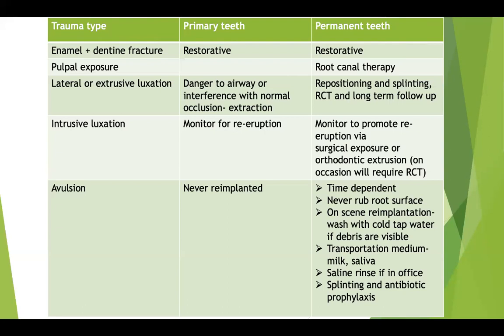So avulsed teeth and primary teeth, if the patient comes and there's a baby tooth in their hand, do not re-implant it. You just have to make sure that there's no lacerations in the patient's mouth, and then the permanent successor is going to come out eventually.